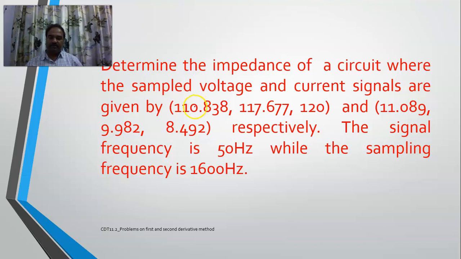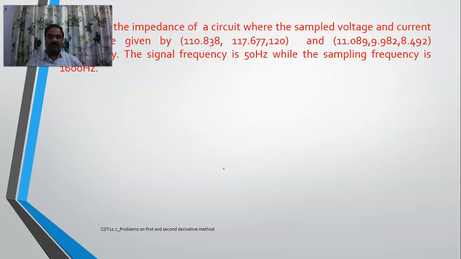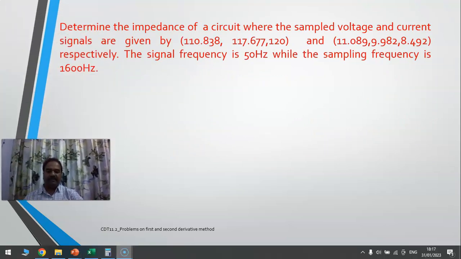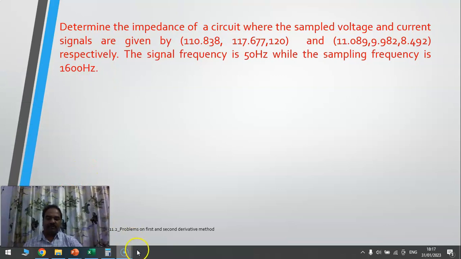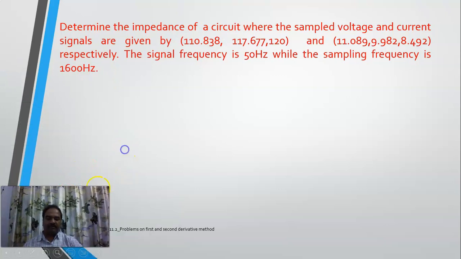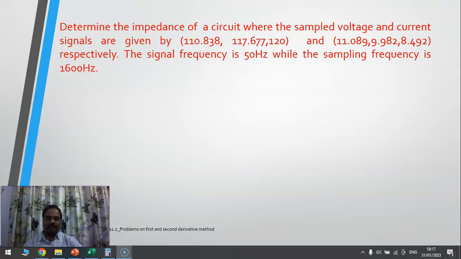Now, let's have a look at the problem. This is very similar to the problem which we have done for the sample and first derivative method. Here, voltage samples have been given, current samples have also been given, the signal frequency has been given, and the sampling frequency has also been given. So it is very similar to the previous one. The only difference is that here we need the first and second derivative. Okay, so let us start.